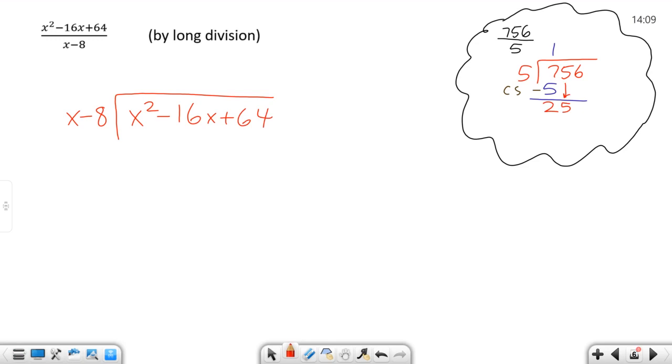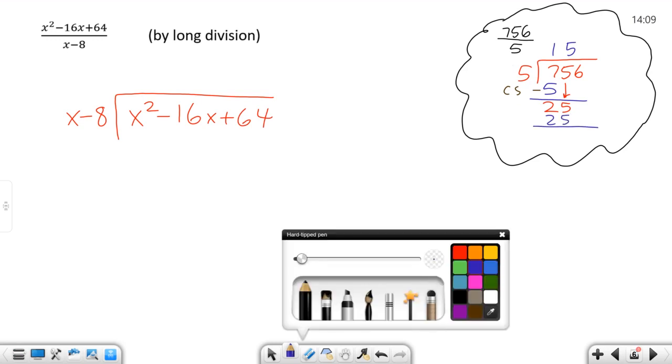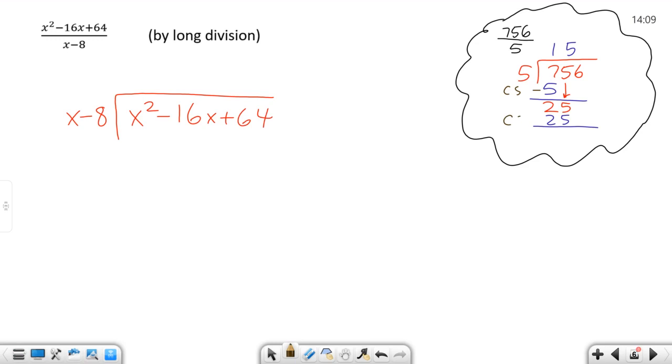So that 7 and negative 5 and 2 were all in the hundreds, and now I brought down the 5 that's in the tens column. And I'm ready to start my process again, right? So what do I multiply by 5 to get 25? Well, 5. So 5, then I multiply this. 5 times 5 is what? 25. And then what do I do? I change my signs, right? Subtract. So 25 minus 25 is 0.